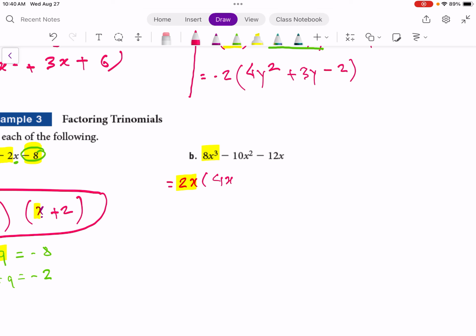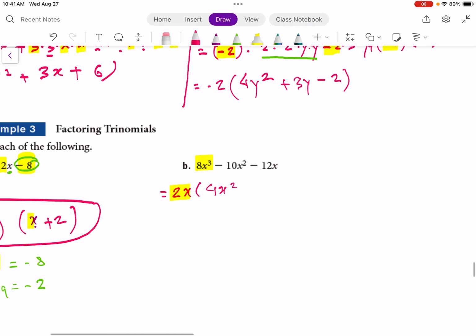4x squared, right? In a similar way, you divide negative 10x squared by your common factor 2x, and negative 10x squared divided by positive 2x is negative 5x. In a similar way, you divide negative 12x by your common factor 2x. And what is that equal to? Negative 6. So the first step is done. We find the common factor from each term.